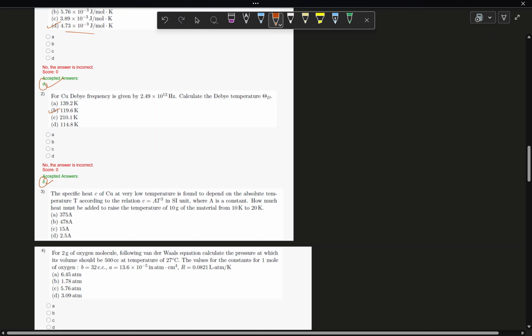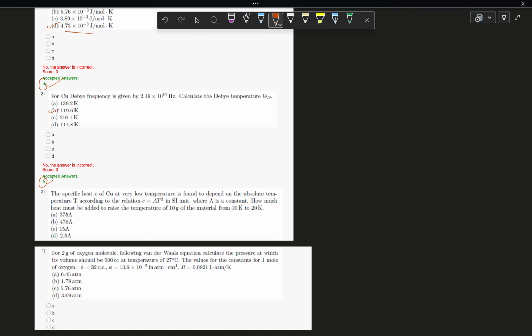So this is done. Then question number 3 is about the specific heat C of copper at very low temperature, which is found to depend on the absolute temperature T according to the relation C equal to AT cube in SI unit, where A is a constant. Then how much heat must be added to the system to raise the temperature of 10 gram of the material from 10 Kelvin to 20 Kelvin.